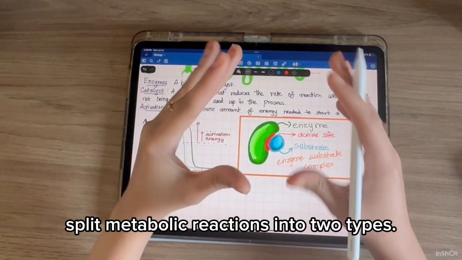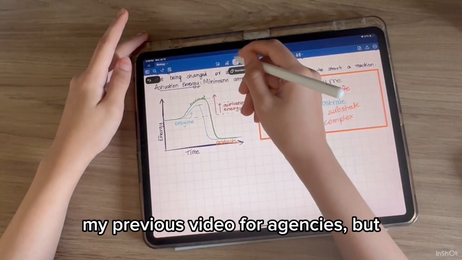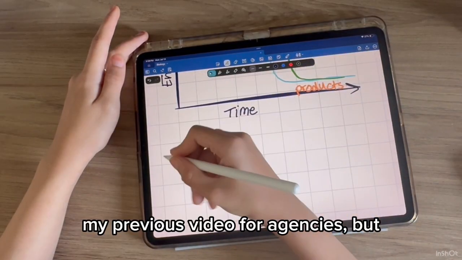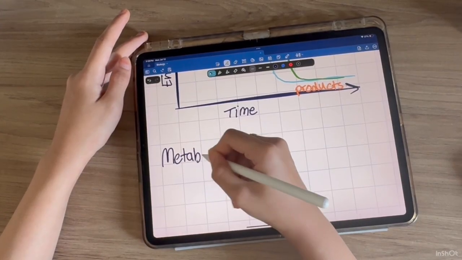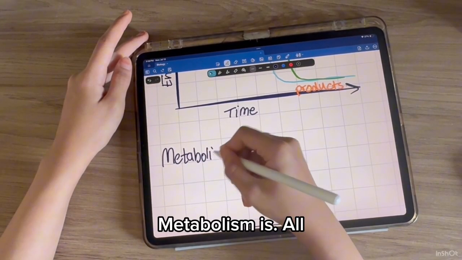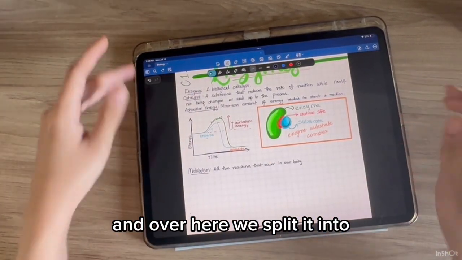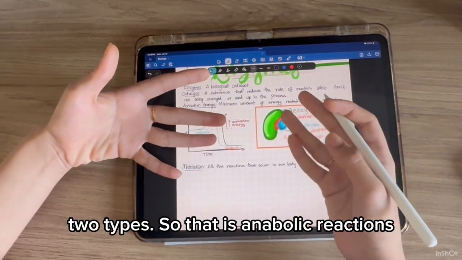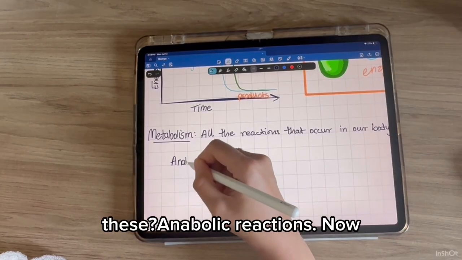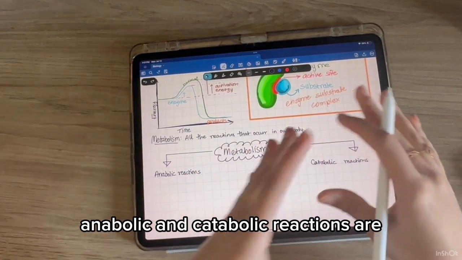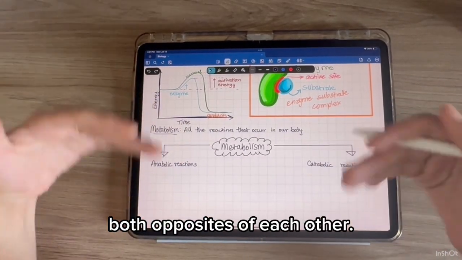Now we split metabolic reactions into two types. We've discussed what metabolism is in my previous video for IGCSEs, but let's talk about it over here. So what is metabolism? Metabolism is all the reactions that happen in our body. And over here we split it into two types. So that is anabolic reactions and catabolic reactions. Okay. Now what are these? Anabolic and catabolic reactions are two different spectrums. So they're both opposites of each other.